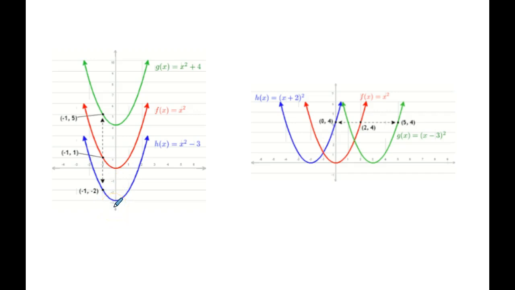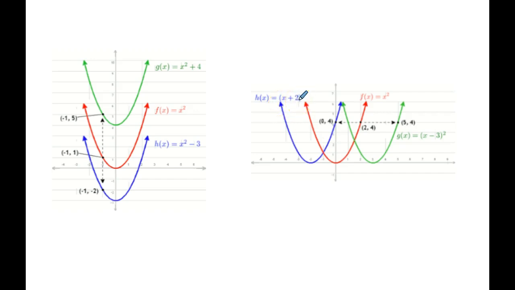Off to the right, this is referring to our horizontal translations. So again, we start with that parent function, f of x equals x squared. If we have x plus 2 inside our parentheses of our parent function, just think about the confusion you had when we used that vertex form to identify the vertex. Think of this as x minus some value. So if it's x plus 2, this is the same as x minus negative 2.